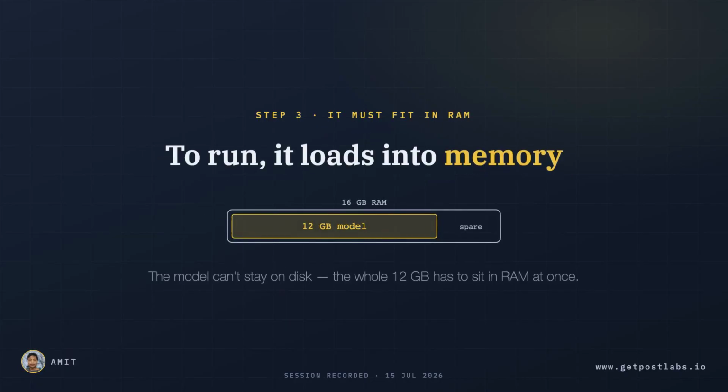Here's the catch. To actually run, the model can't stay on disk. The whole thing has to be loaded into memory, into RAM. So you need a computer with enough RAM to hold all 12 GB at once.